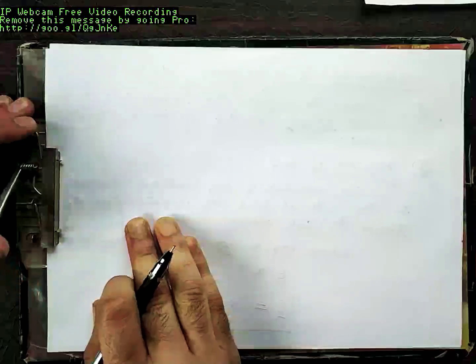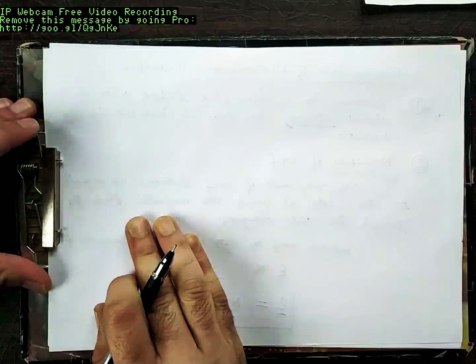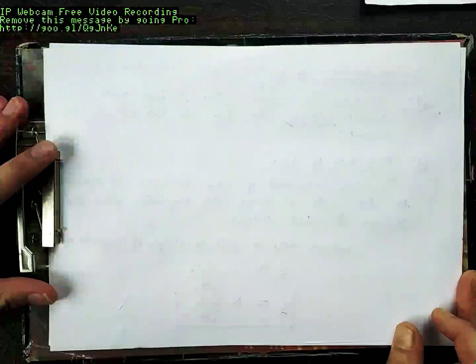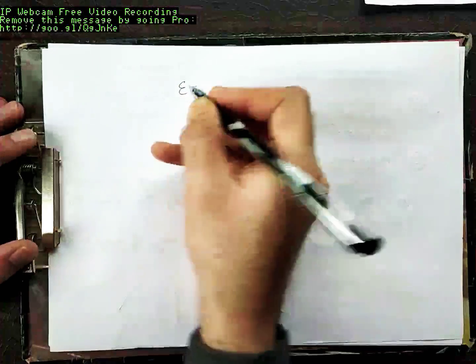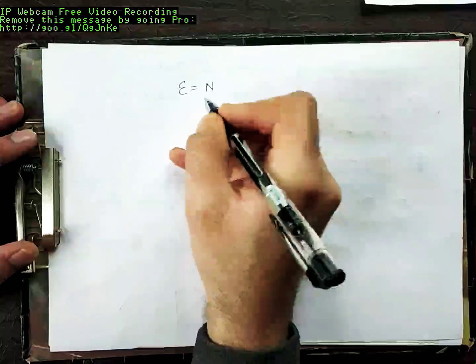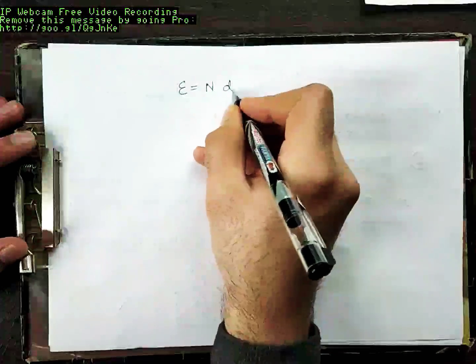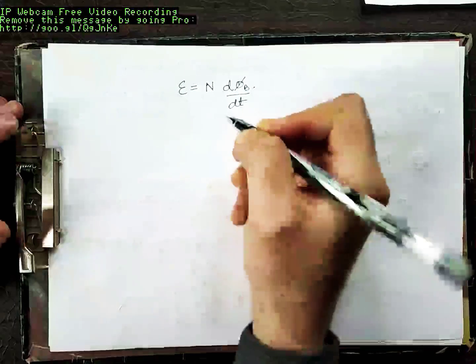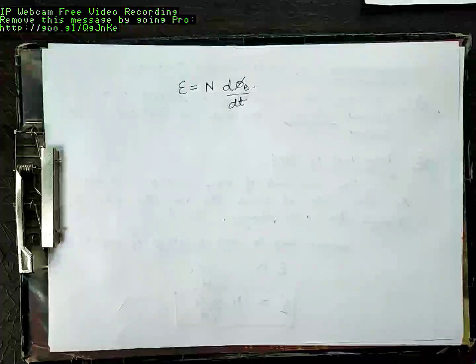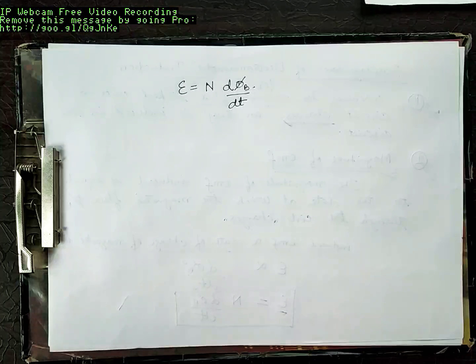Now we know that induced EMF E is equivalent to N, the number of turns, into d phi B divided by dt. Let's look here.